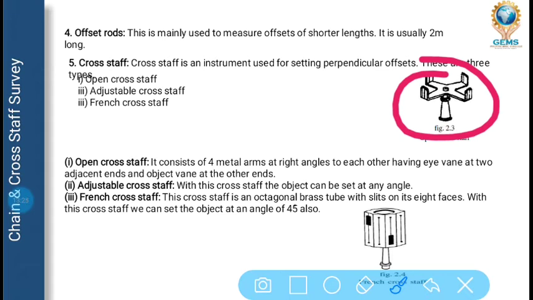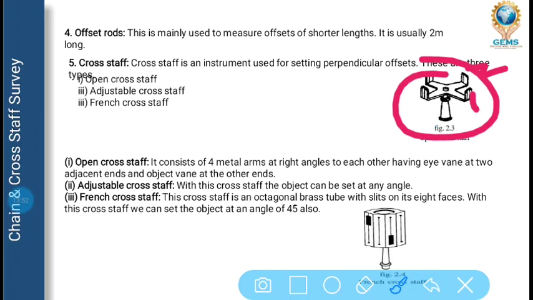The open cross staff consists of 4 metal arms, as you can see, 1, 2, 3, 4. The 4 metal arms are at a right angle to each other, placed at 90 degrees to each other, with an eye vane at 2 adjacent ends and an object vane at the other ends. You can see through the open cross staff, with the eyepiece at one end, and view the object.